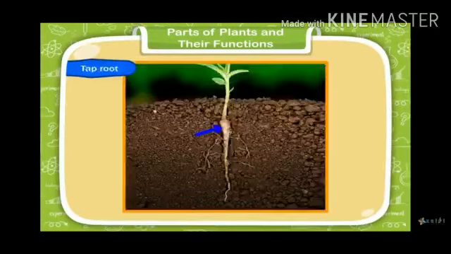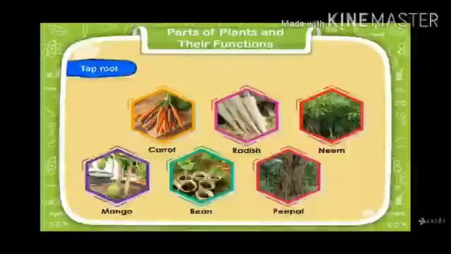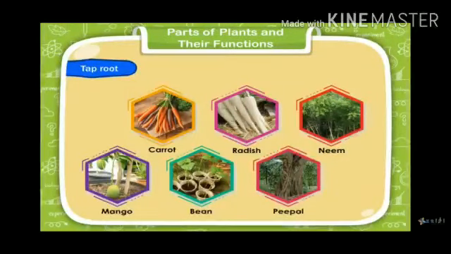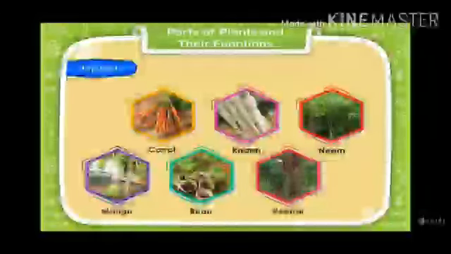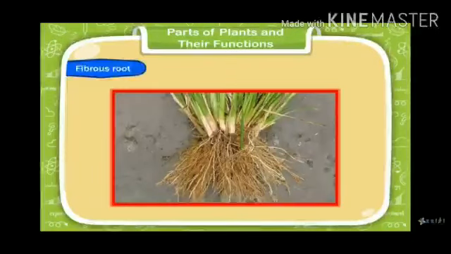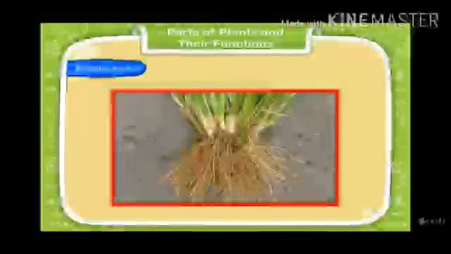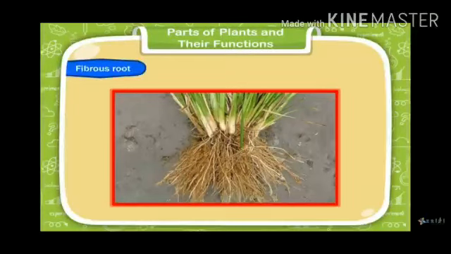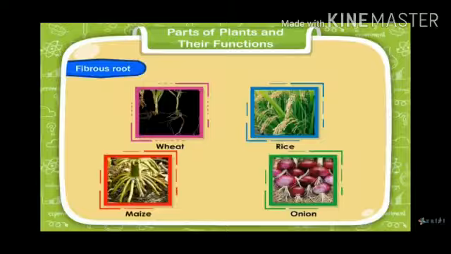Taproot. Taproot is the main root which is attached to the stem of the plant. For example, carrot, radish, neem, mango, bean, peepal. Fibrous root. Fibrous root is a group of roots attached to the stem of the plant. For example, wheat, rice, maize, onion.